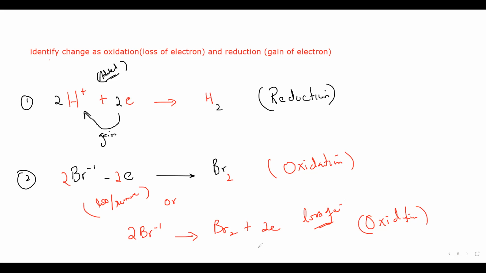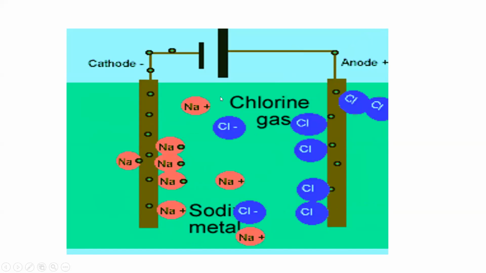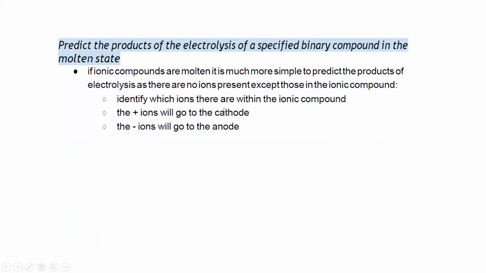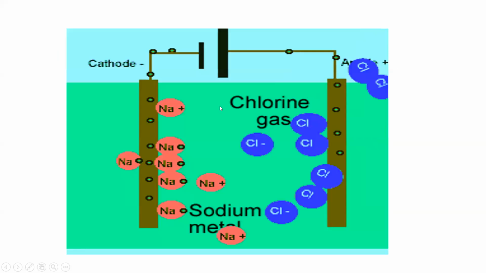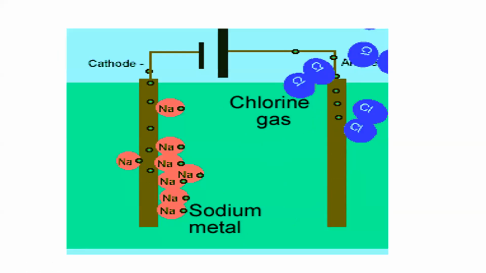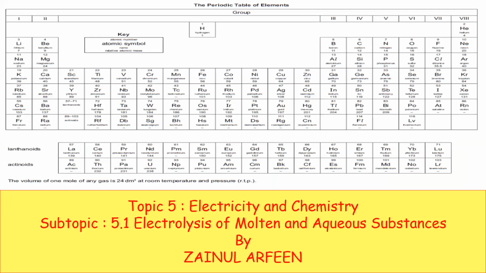So what we did today, we started with the concept of the electrolytic cell, in which we label anode, cathode, anions, cation, electrolyte. And we discussed the electrolysis of molten sodium chloride. Tomorrow we'll do more examples related to electrolysis of molten substances.